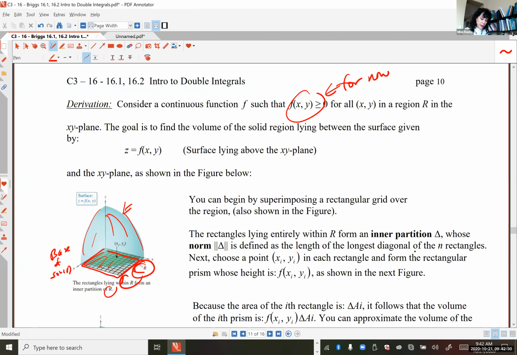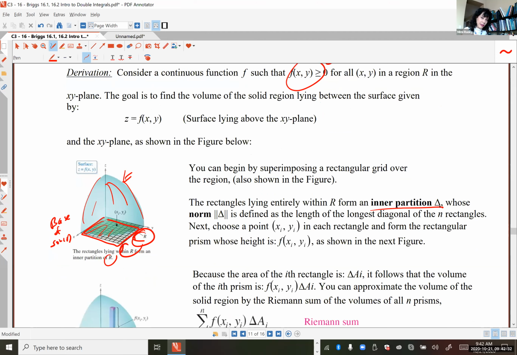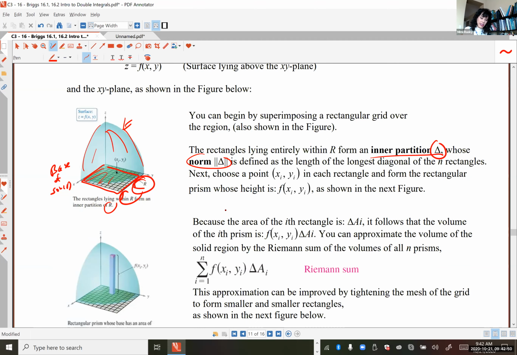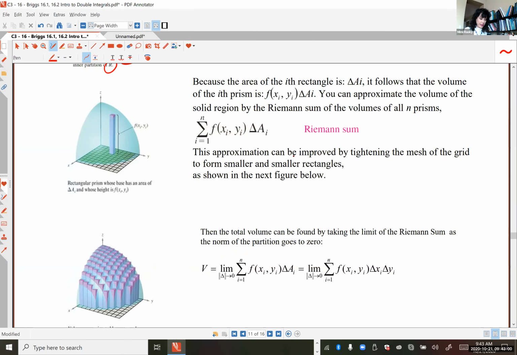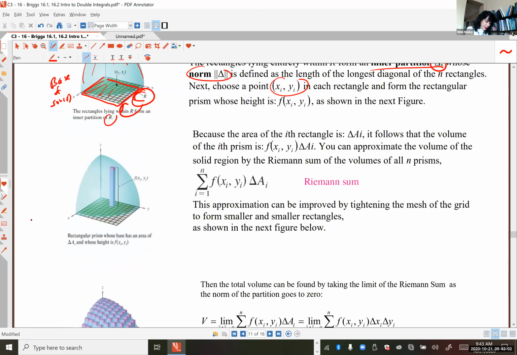Now, all these little itty bitty rectangles are making what's called an inner partition, and they name the partition with this big delta. And then the norm of the partition, which looks like you're taking a magnitude, that's just the length of the longest little diagonal of a rectangle inside the partition. Choose an arbitrary little rectangle, and then choose an arbitrary point inside that rectangle, and then form a prism whose height is f evaluated at that point, x sub i, y sub i. So if you look at this picture right here, you see this rectangular prism.